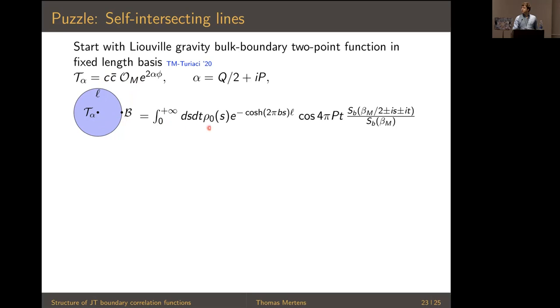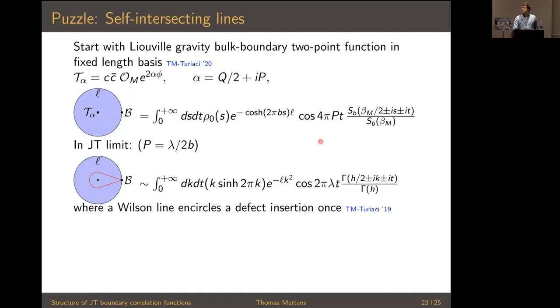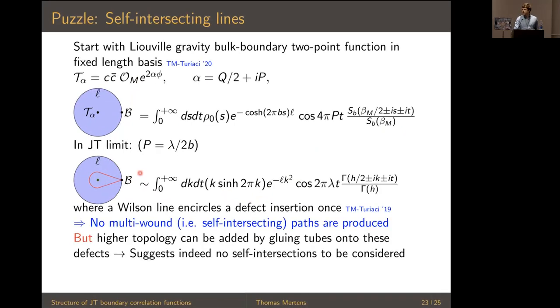You can transform this thing to the fixed length basis. You get something like that. And then you can take the JT limit again. You get something like this. The details are again not important, but you can interpret this in a diagram as a single Wilson line that starts and ends at the same point, and it wraps some sort of defect here, which is the remnant of this bulk operator, but it wraps it only once. In particular, there are no multi-wound paths produced in this calculation, in this limit from string theory. And those multi-wound paths would be the ones that would be self-intersecting. The singly wound path is not self-intersecting.